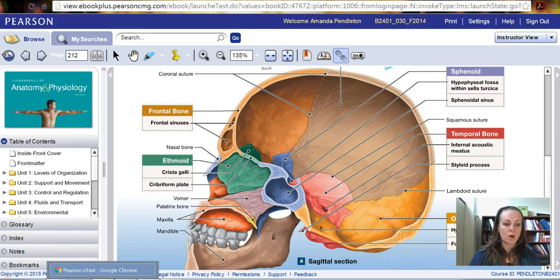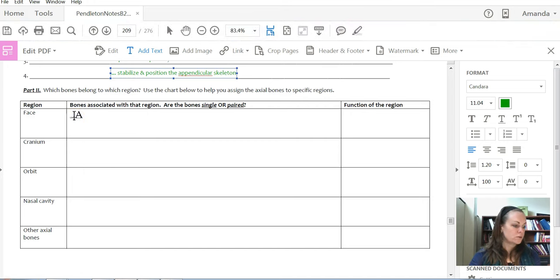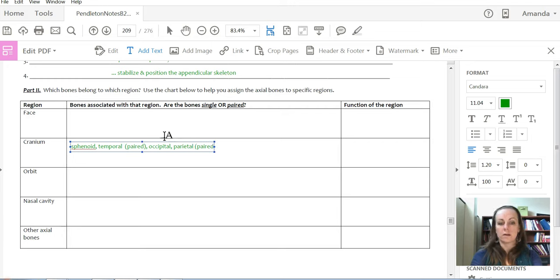And so as you go through here, in the cranium, you should have the sphenoid bone, the temporal bone, and it asks you right here, are they single or paired? Well, temporal is paired, sphenoid is not. Okay. Occipital, parietal, that is also paired. Occipital is not. The frontal bone and the ethmoid bone. So those are going to be the different bones, and every other bone that's part of the skull that's not listed here is part of the face. And I'll let you go through and see if you can pick those out on the image yourself. Okay.